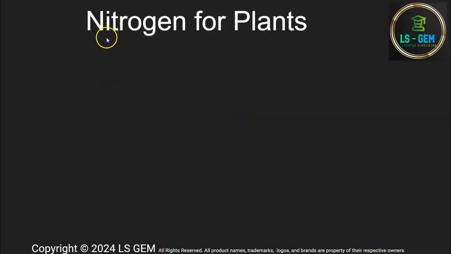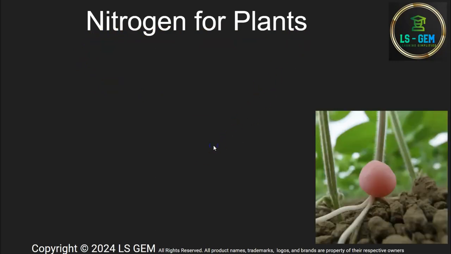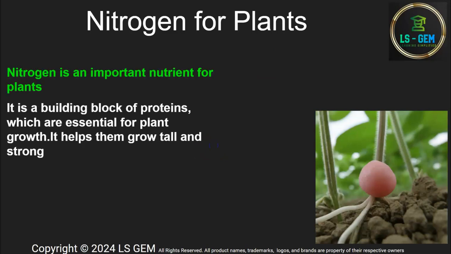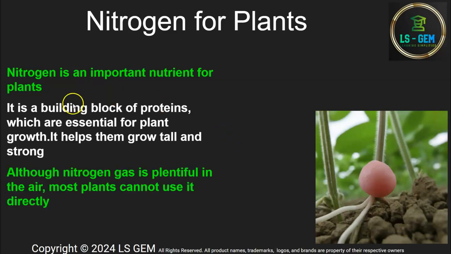First, nitrogen for plants. As we know, during photosynthesis, plants make only carbohydrates, but plants need more than that. They need proteins also. But protein is a nitrogenous substance. But from where can the plant get it? Since we know nitrogen is an important nutrient for plants, it is a building block for proteins, which are essential for plant growth. It helps them grow tall and strong.